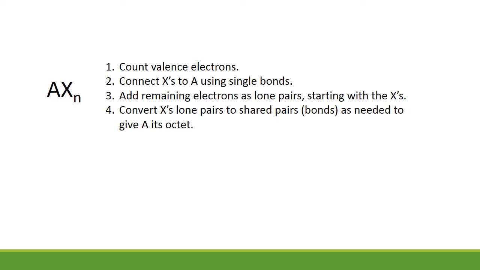So as you can see, this method works really well for finding the Lewis structures of compounds that have the general formula AXN, and it usually works regardless of whether or not the compound is neutral and everybody obeys the octet rule, or whether you have a polyatomic ion, or one of the atoms is an exception to the octet rule.